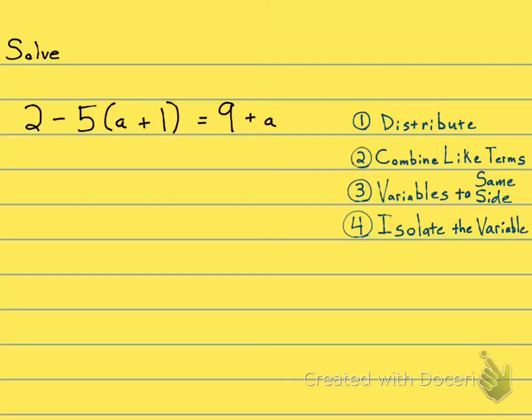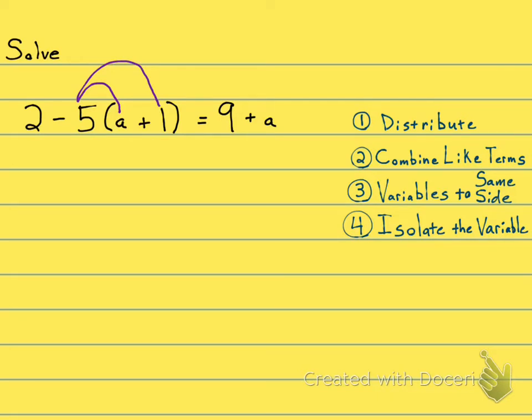All right, we are going to solve here this linear equation. And to solve a linear equation, we have our 4 steps. Let's go ahead and start with the first one, distribute. So do we have to distribute here? Yes, we do. And this -5 is going to distribute and multiply -5 times a and -5 times 1.